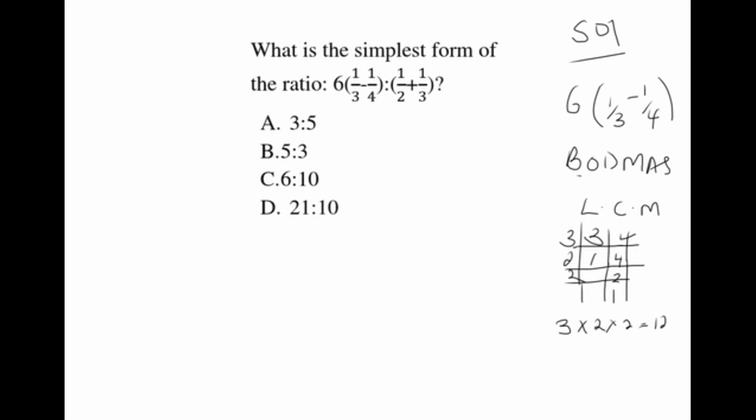Therefore, let us make each of the denominators here 12. Therefore, 3 we multiply by 4. And here, what you do to the denominator, you do it to the numerator. 4 multiplied by 3 to make it 12. What you do to the denominator, you do it to the numerator. Therefore, we shall have 6 in brackets 4 over 12 minus 3 over 12. 4 minus 3 is 1 over 12.